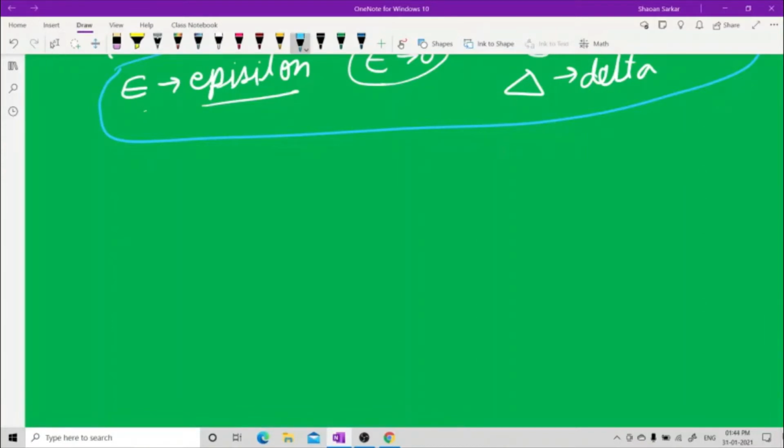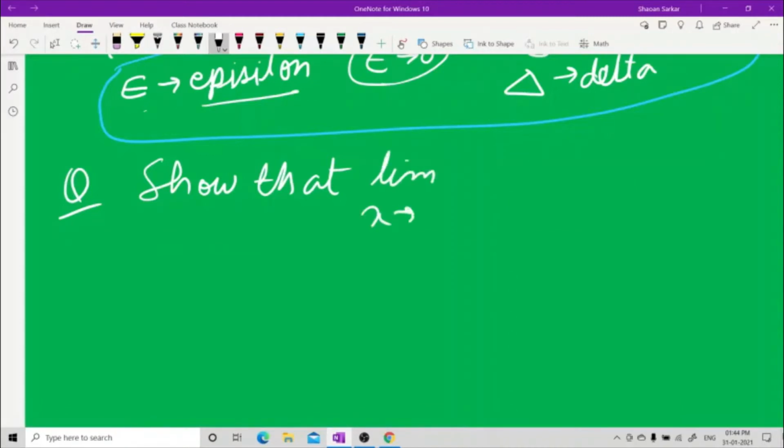See, let me take a question like this. I have to show that, whenever they use the word show that or evaluate, you can use this definition. Show that limit x tending to 1 of 3x plus 1 equals 4. I know that if I put 1 here, अगर मैं यहाँ पे 1 put करता हूँ, automatic 4 आता है. अब देखते जाओ कैसे इस formal definition को use करते हैं.